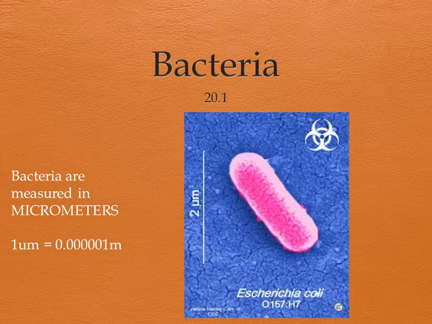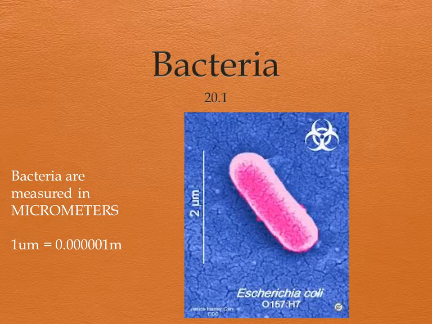On the right-hand side of your paper, for your notes, please write that bacteria are prokaryotic, which means they don't have a nucleus, and that they are single-celled. So every single bacteria is going to be only one cell. The whole entire organism is a cell.